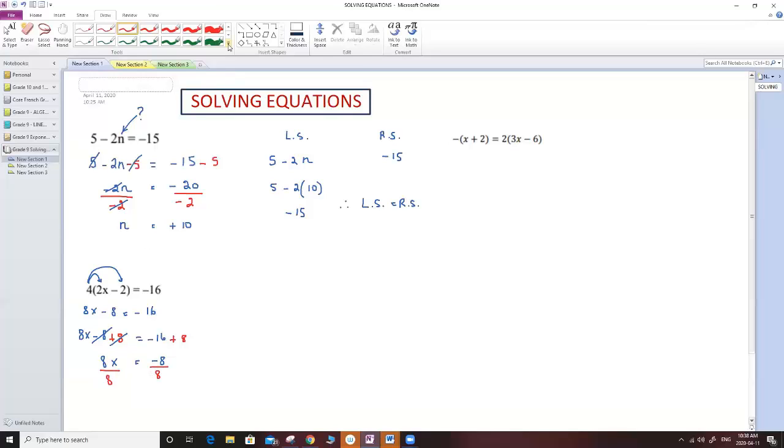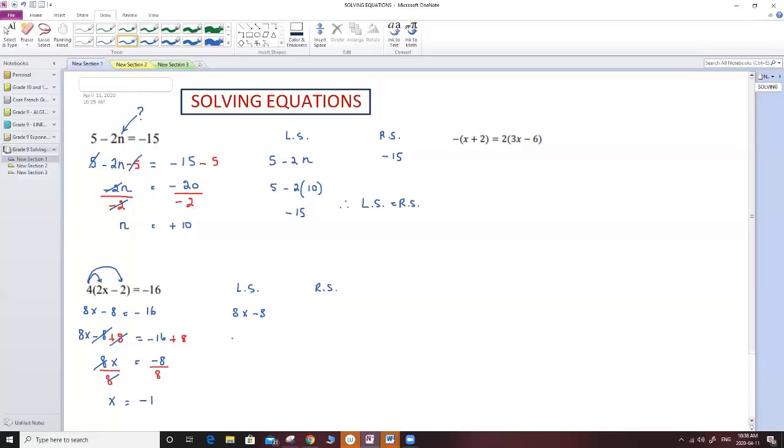Now I can continue by saying 8, I cancel it with 8. That means x only, it will stay as negative 1. Can I check my work if it's correct or not? Yes, I can say left side and right side. In the left side, I have 8x minus 8. When I distribute the 4, it will give me 8x minus 8.